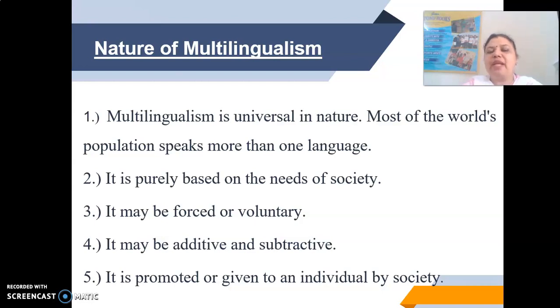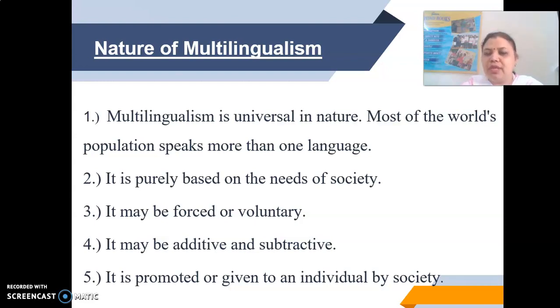It is purely based on the needs of society. Obviously, the purpose of language is to communicate, and we are also studying for different purposes. So it is based on the needs of society. It may be forced or voluntary. Sometimes people learn many languages, more than one or two, for their own purposes or for their own wish and will.